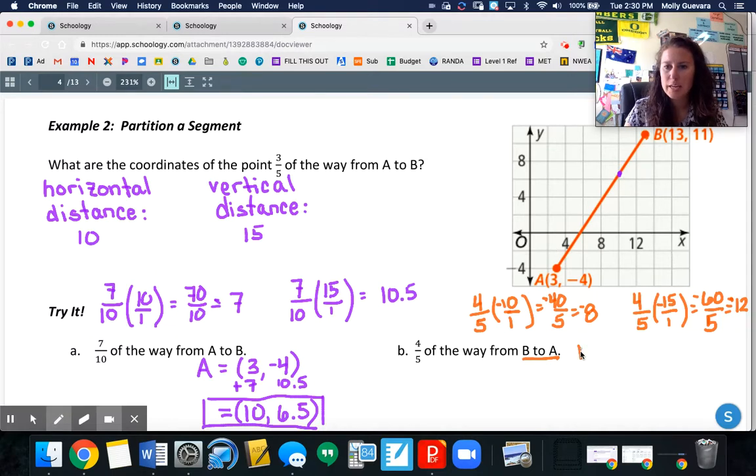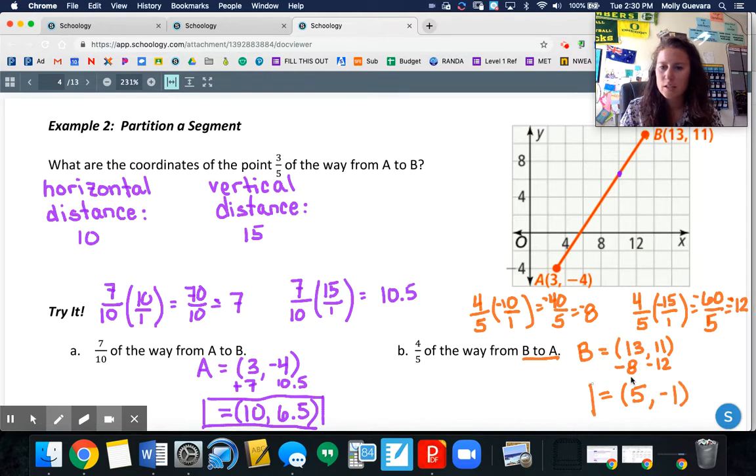So B is equal to 13, comma 11. And I'm going to subtract 8 from my x-coordinate, and I'm going to subtract 12 from my y-coordinate. So 13 minus 8 is 5. 11 minus 12 is negative 1. So you have to pay attention on where to start. So here I'm starting at B.